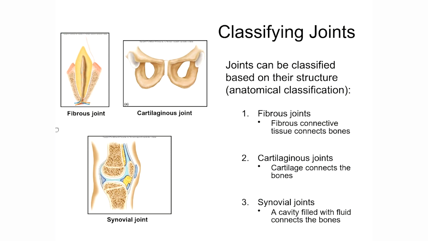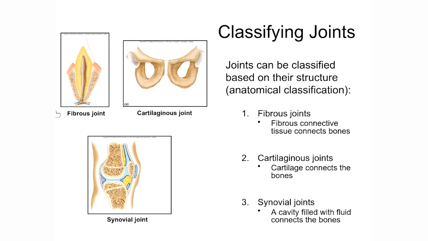A second type of joint, when we classify them just based on their structure, is what's known as a cartilaginous joint. So if you look at this picture here, what we're actually seeing is the hip. So we've got a left hip and a right hip coming together. And right here is the space between where those bones come together. And we have a pad of fibrocartilage that sits right there and actually holds those two bones together.